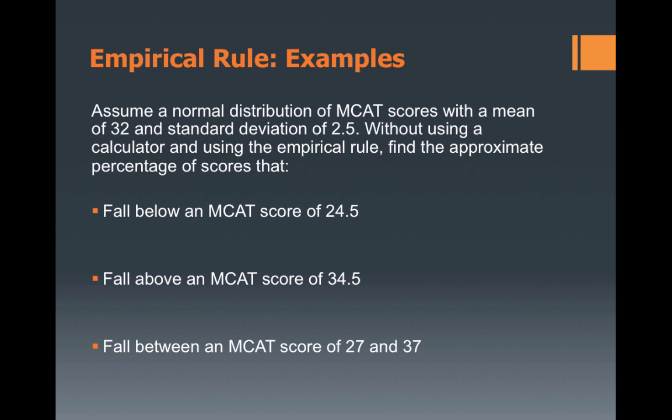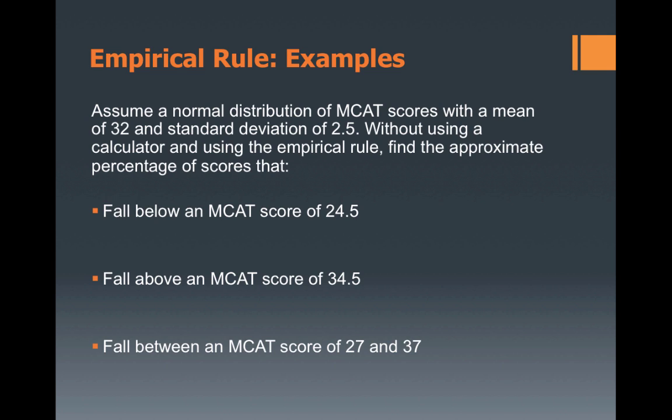Okay, so here are some examples. Assume a normal distribution of MCAT scores with a mean of 32 and a standard deviation of 2.5. Without using a calculator and using the empirical rule, find the approximate percentage of scores that fall below an MCAT score of 24.5, fall above an MCAT score of 34.5, and fall between an MCAT score of 27 and 37.